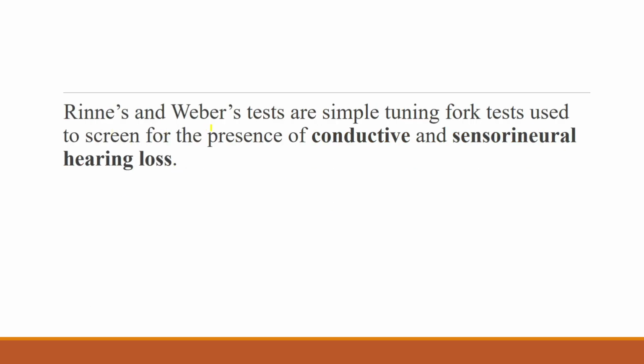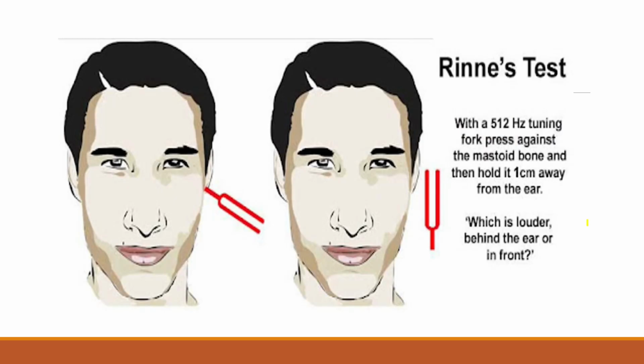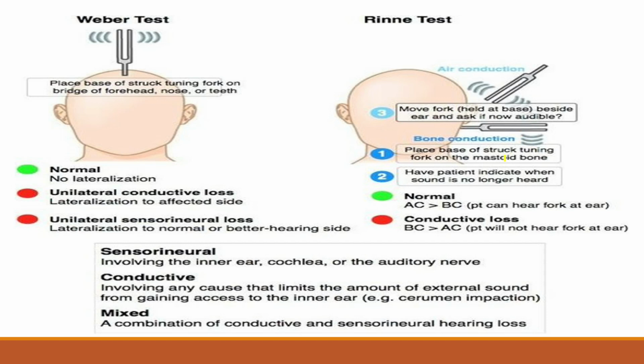Rinne's and Weber's tests are simple tuning fork tests used to screen for the presence of conductive and sensorineural hearing loss. In Rinne's test, at first we place the base of the vibrated tuning fork on the mastoid and confirm whether the patient is able to hear the vibration, and tell the patient to inform you whenever they are not able to hear the sound.